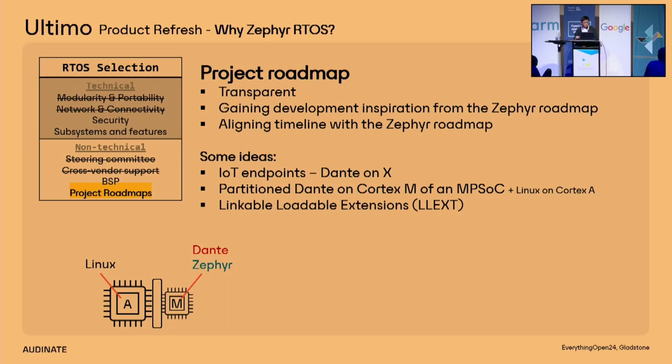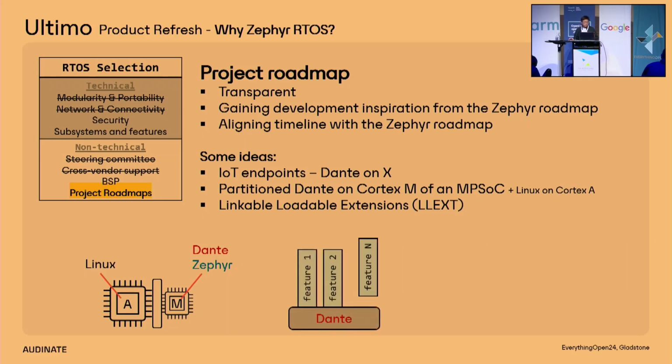So in Zephyr 3.5, they've introduced something called linkable loadable extensions, where without rebuilding your whole system, you can introduce new features and functionalities by providing executable code blobs. Basically, we can put in, let's say, audio connectivity or cloud connectivity as little plugins and introduce them in real time without rebuilding everything. There's also one feature that got released, I believe in 3.6, which is link time optimizations.